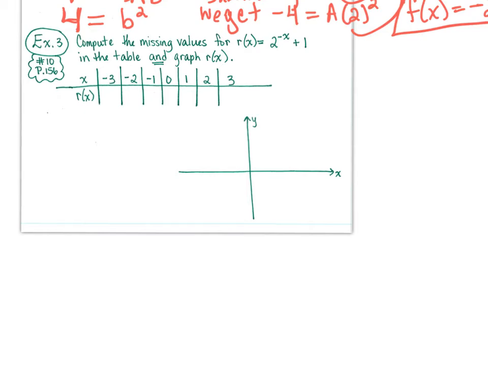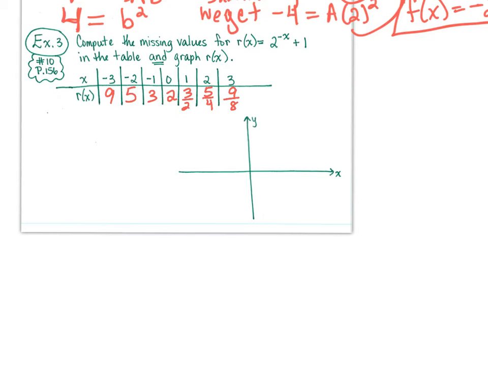When x is -3, what's r(x)? 9, very good. When x is -2? 5. Negative 1, 3, 0, 1, 3 over 2, good. 2, 5 over 4, good. And 3, 9 over 8, good. Does anyone have questions about that?